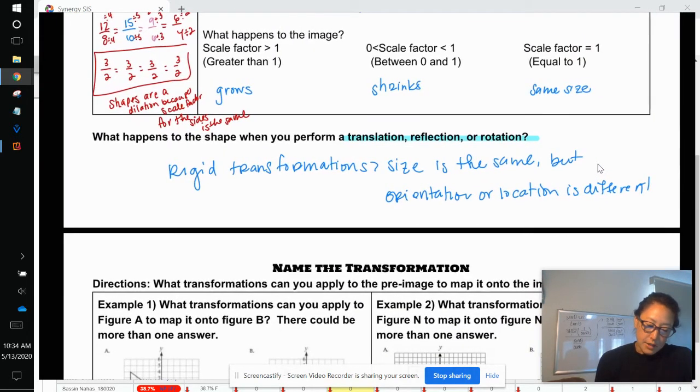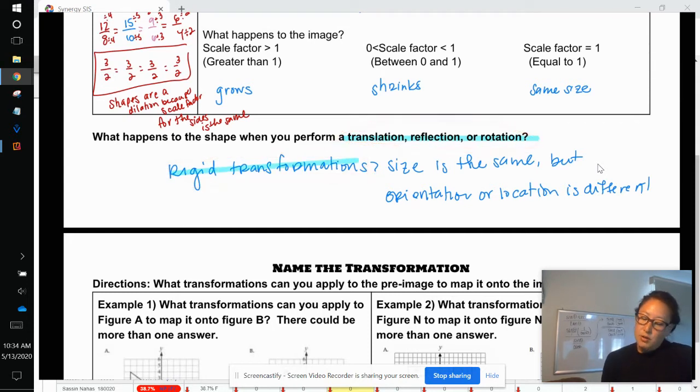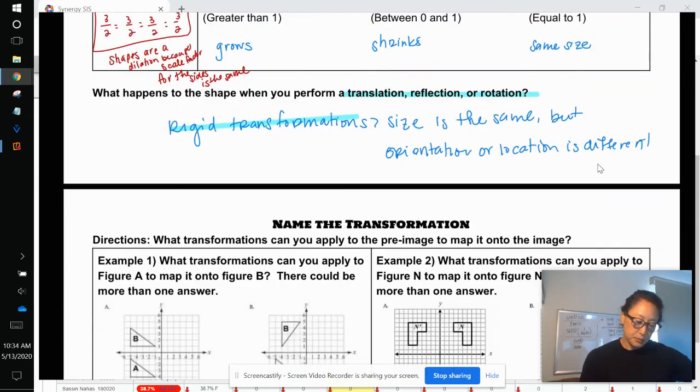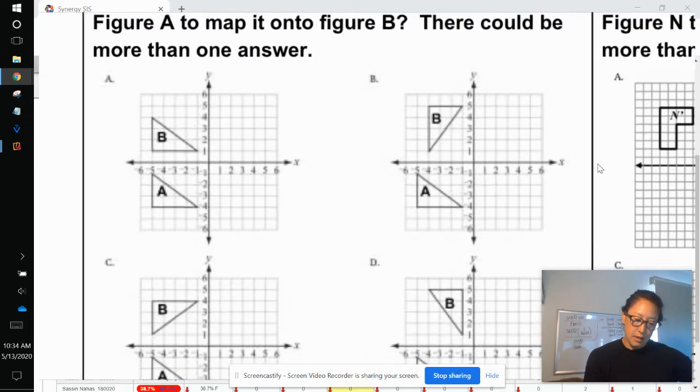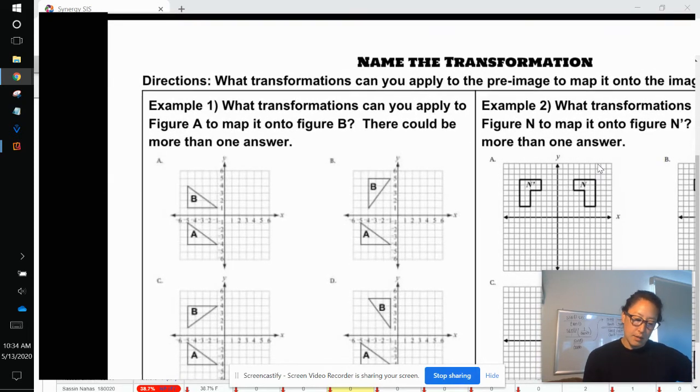All right, what happens to the shape when you perform a translation, reflection, or rotation? We call these 3 transformations rigid transformations, which means that the shape itself stays the same size. So all the side lengths are the same, all the vertices are the same angle measure, but maybe the direction or the location changes. They're exactly the same size, just moved into a different spot or turned a different way.